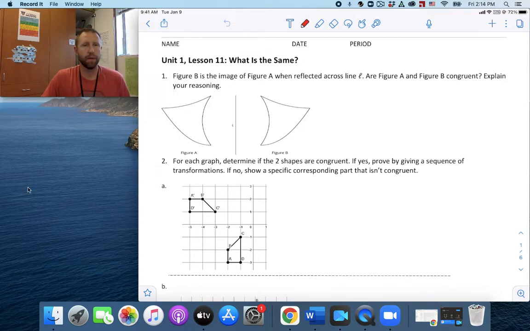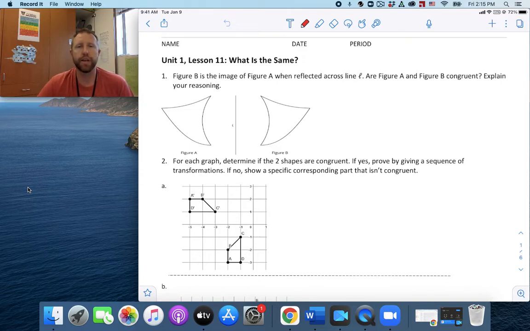I am ready for this cool down answer key video. So I am on page 44. This is the cool down for lesson 11. It says, what's the same?